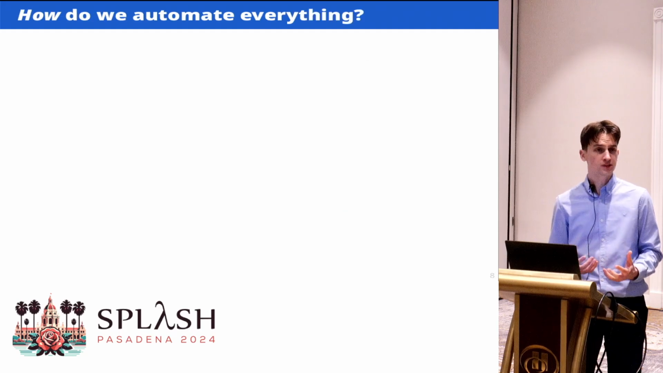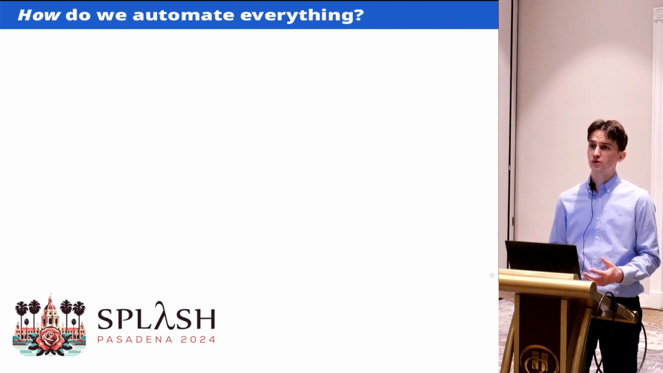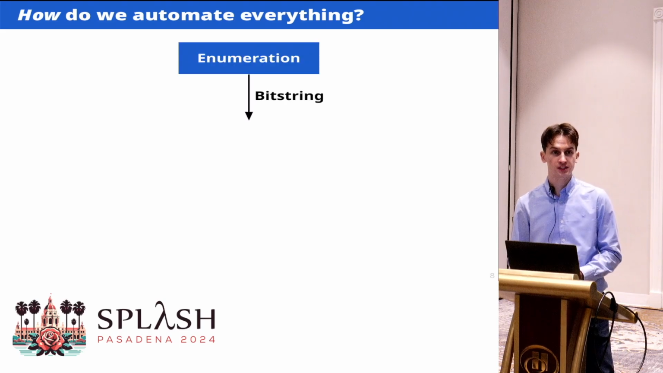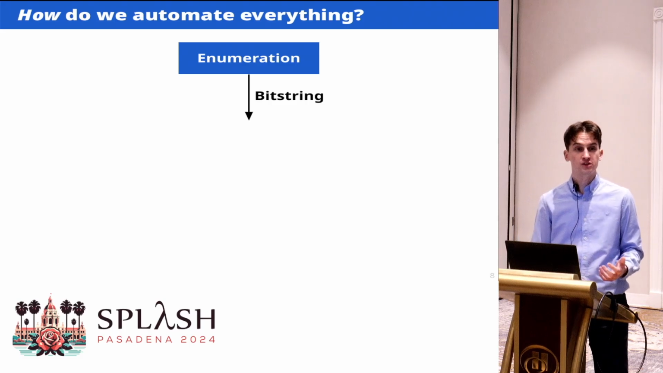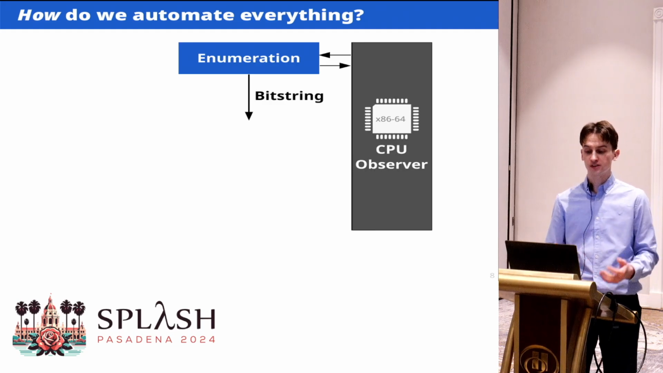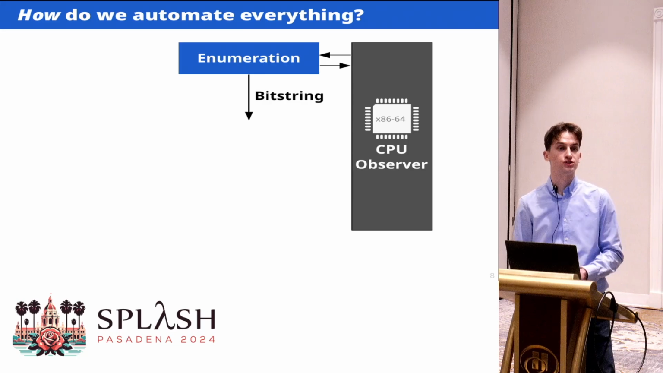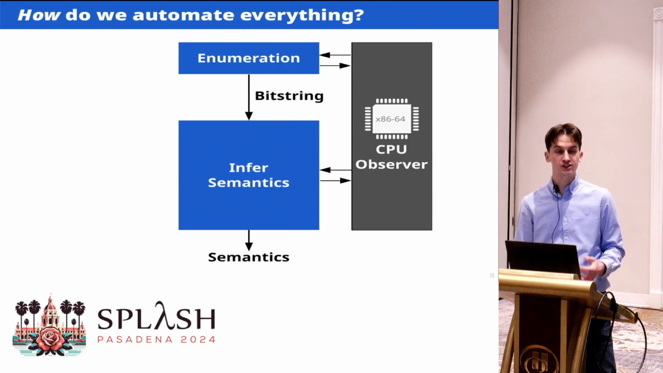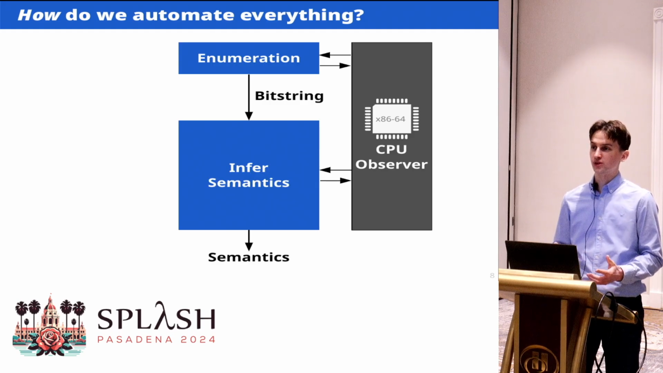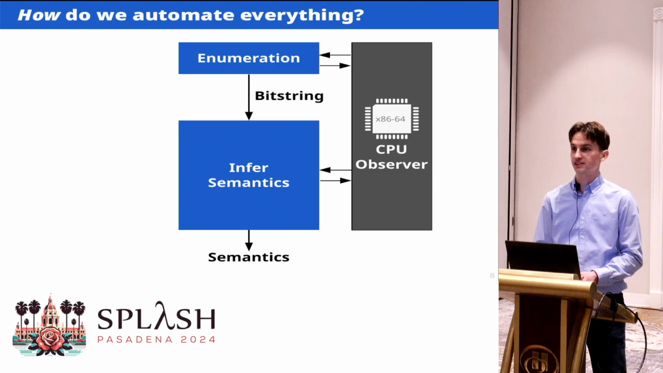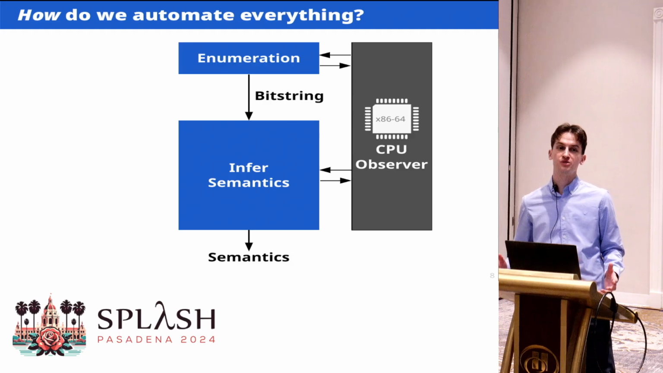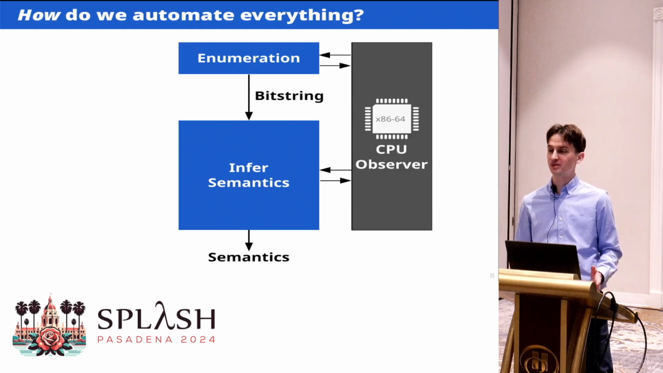And so how do we do this? Well, a straightforward approach might be to simply start enumerating every possible bit string. And then we can check with the CPU observer if that bit string is actually a valid instruction. If it is, we yield it, and that gives us a list of all instructions on the CPU. And then we just need to infer semantics for every instruction. And this might work for a smaller CPU architecture like RISC-V or maybe ARM, where the amount of bit strings that you might need to enumerate is limited.